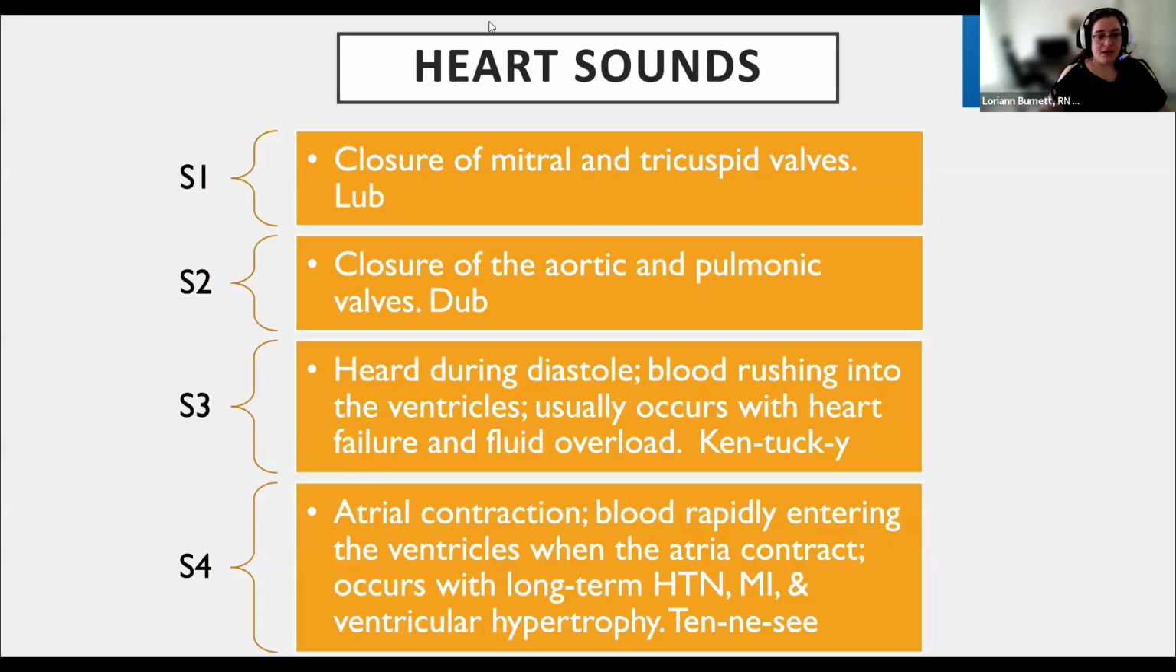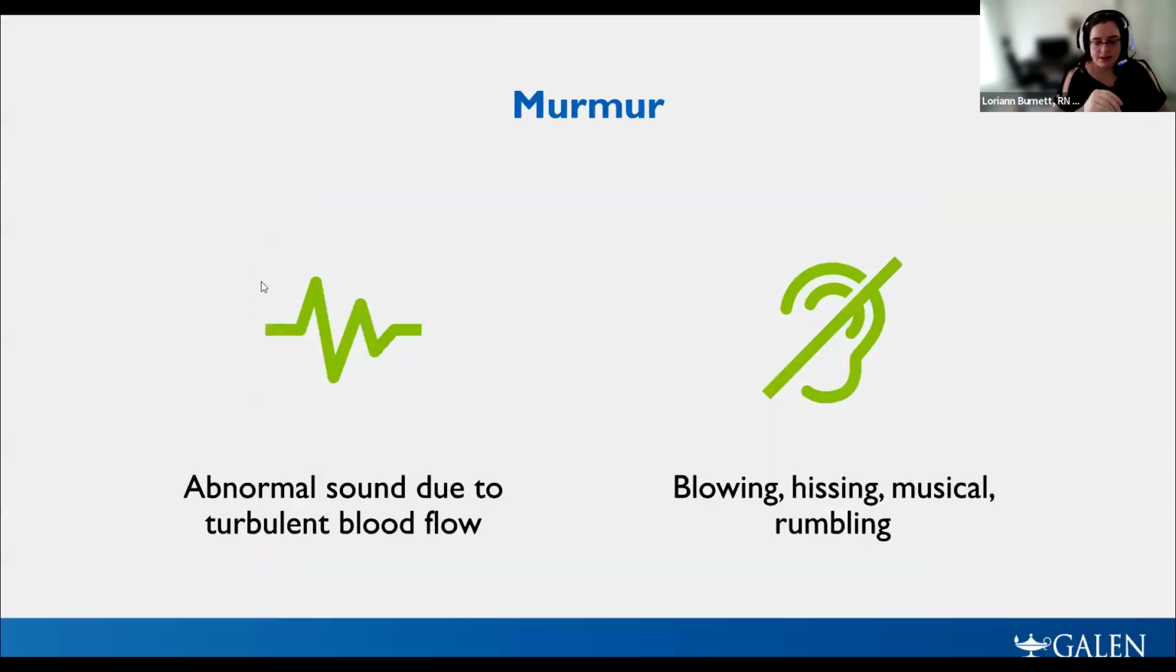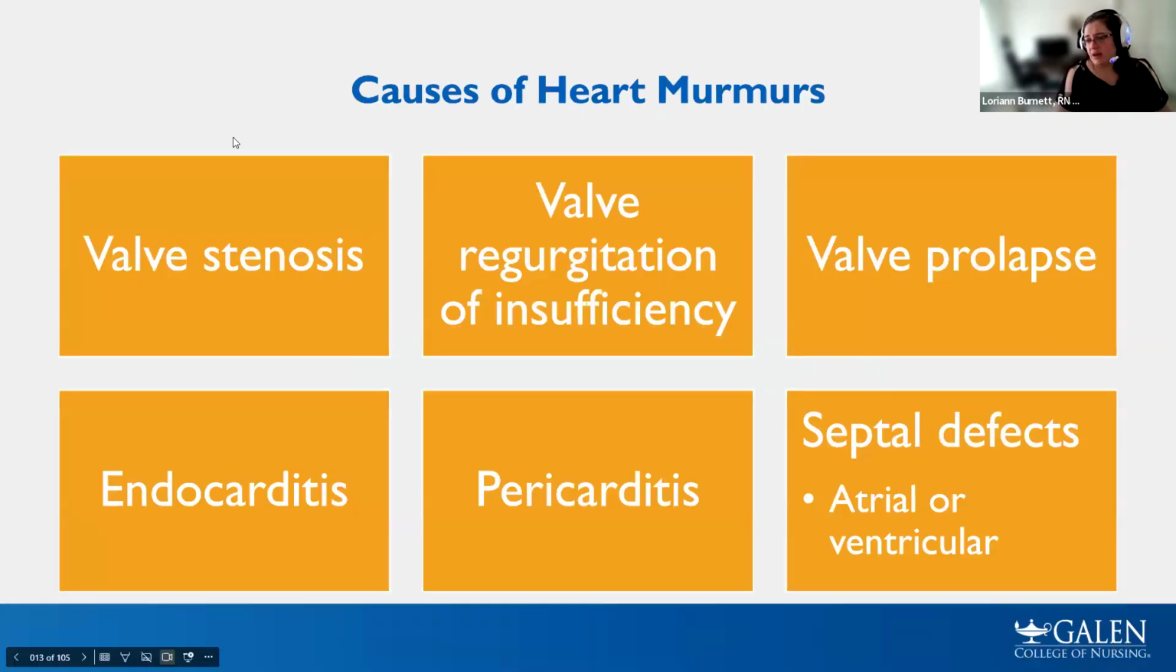A murmur is any abnormal sound usually caused by turbulent blood flow, and it's usually described as blowing, hissing, musical, or rumbling. This can be valve stenosis or hardening of the valves where they don't open correctly, valve regurgitation where they don't close properly, valve prolapse where they collapse, endocarditis, which is inflammation of the valves, pericarditis, which is inflammation around the entire heart, or septal defects.